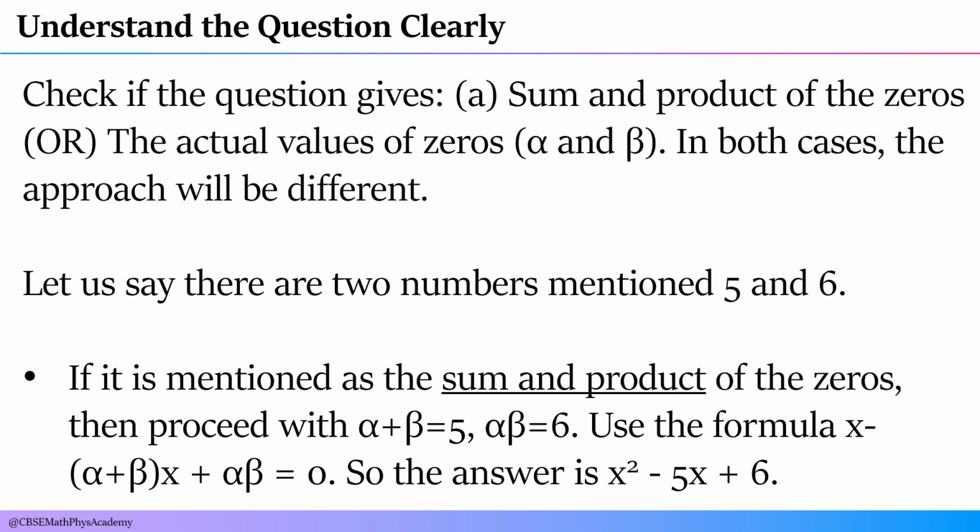The second tip is to understand the question properly. In problems on quadratic equations, sums and zeros, they will either give you the sum and product of the zeros, or they might give you the actual values of the zeros, that is alpha and beta. In both cases, the approach will be different. Let us say the problem gives two numbers, 5 and 6, and it is mentioned as sum and product. Then you would proceed by saying alpha plus beta is equal to 5, alpha beta is equal to 6. And if you are supposed to form a quadratic equation with these numbers, you use this formula and you arrive at this quadratic equation.